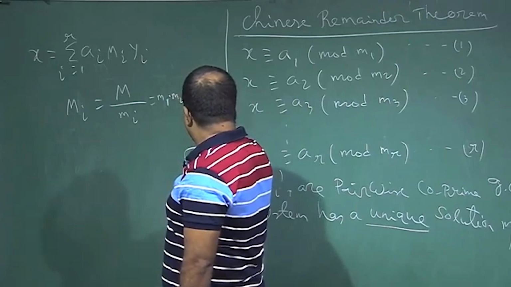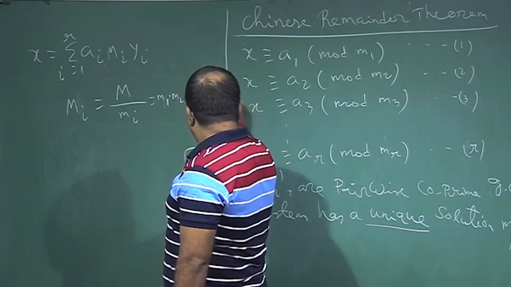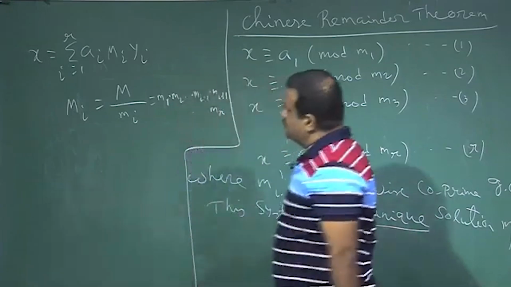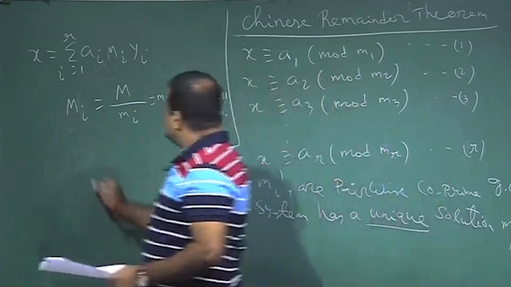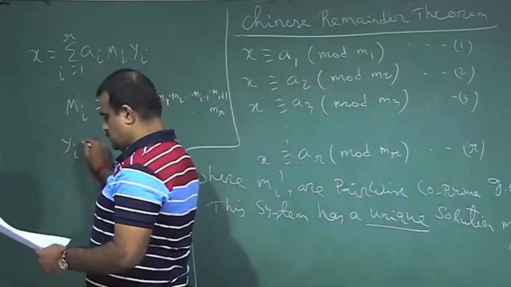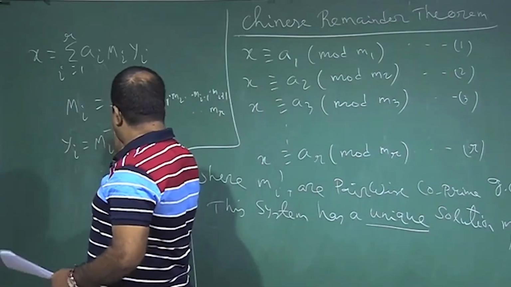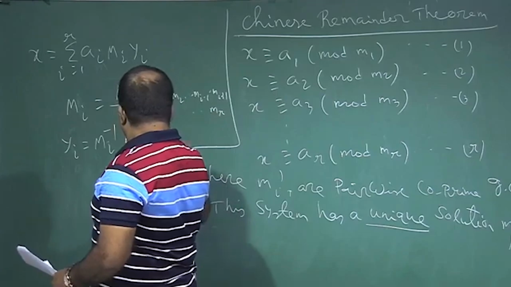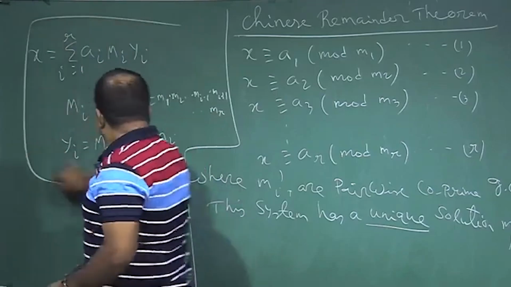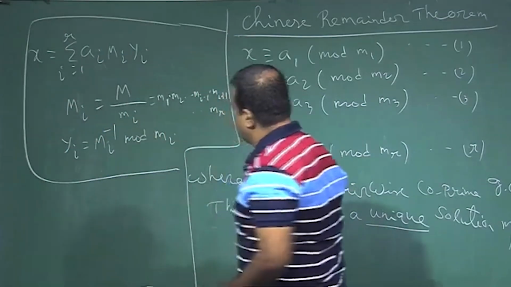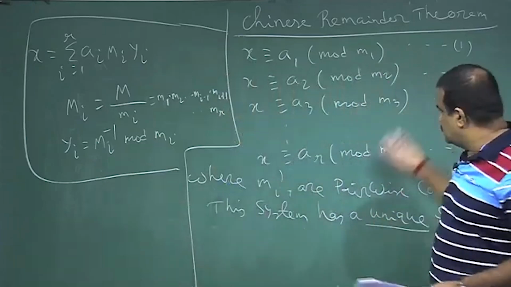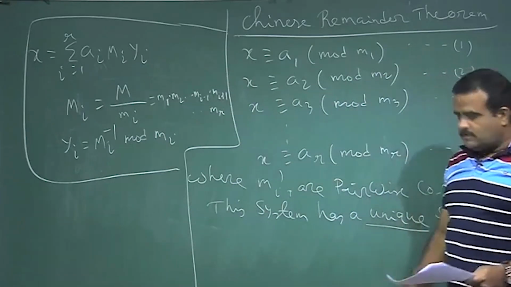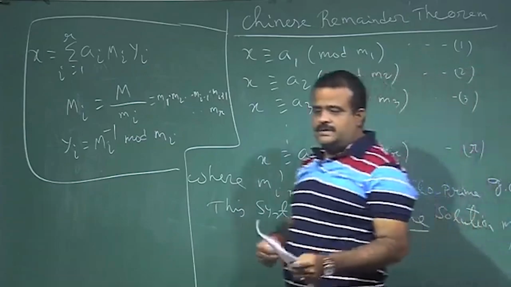So m_{i-1}, then m_{i+1}, ..., m_r. So m_i is missing here. And y_i is basically this M_i inverse mod m_i. So this is the solution of this system of equations. This system of equations has a unique solution. This is the solution. Now the question is, how can we execute this.